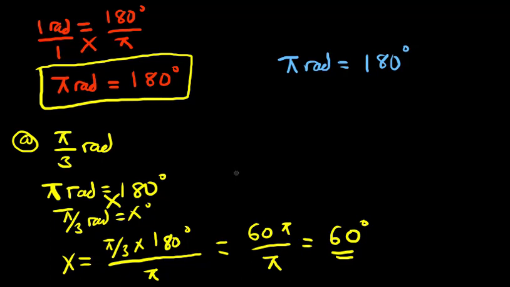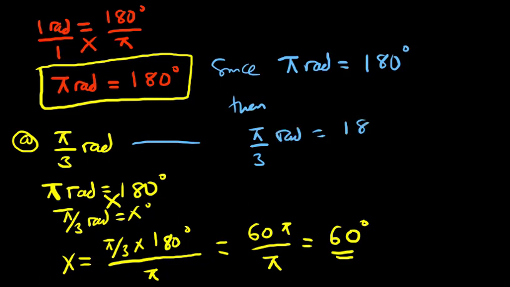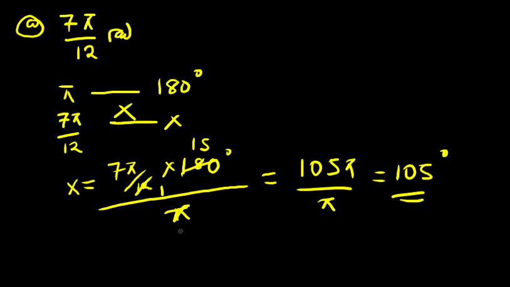So before you substitute, you can just make a statement. You can say since pi rad is equal to 180 degrees, then pi rad over 3 is equal to 180 degrees over 3, so that simply equates to 60 degrees. So it saves you the whole cross multiplication trouble. So it's the same thing with these others.